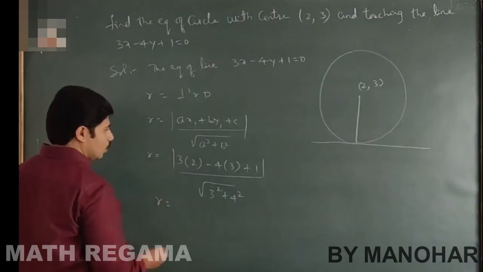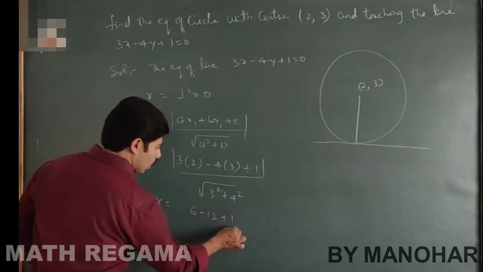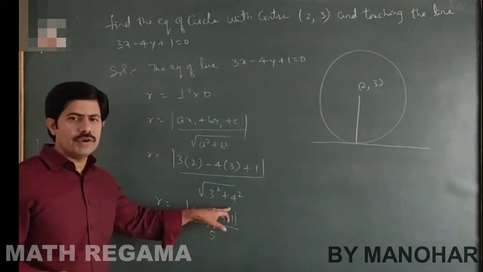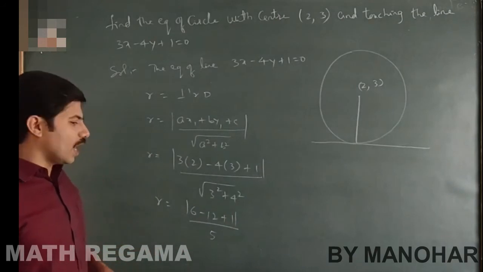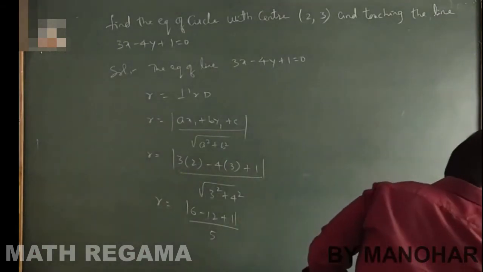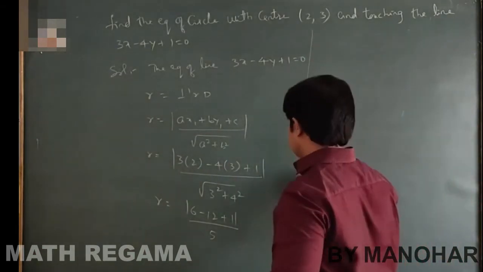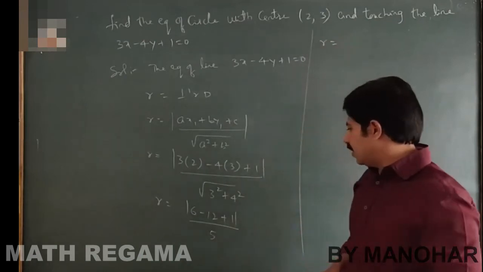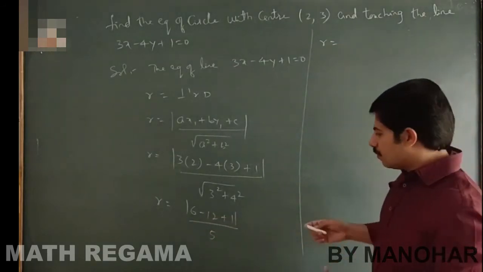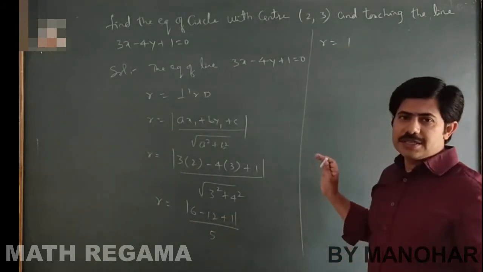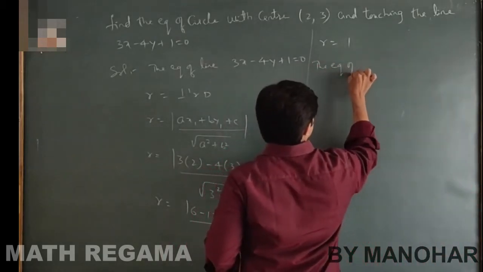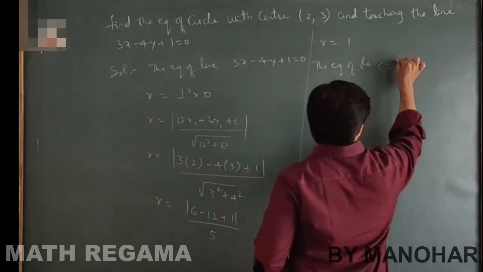So r is equal to (6 minus 12 plus 1) by under root of 25. 9 plus 16 is 25, root 25 is 5. So now what is the r value again? r is equal to 6 minus 12, which is minus 6. Minus 6 plus 1 is minus 5. So 5 by 5 is 1. So the radius is 1.